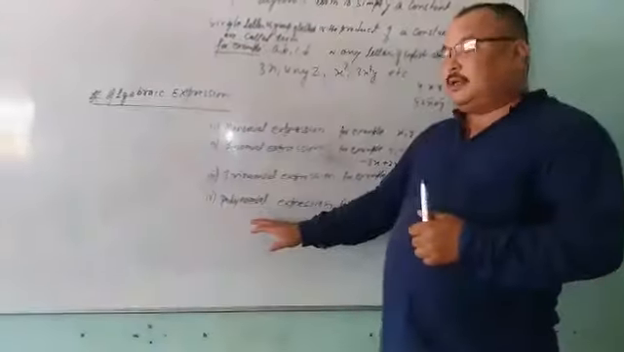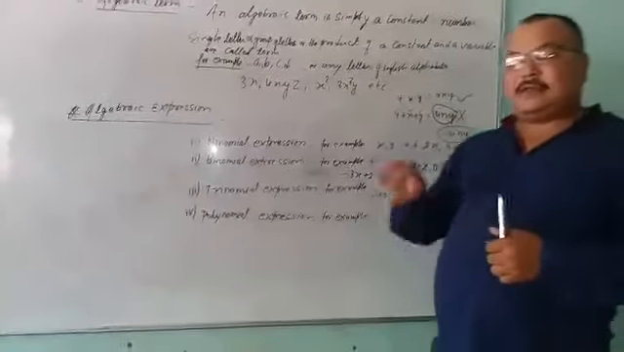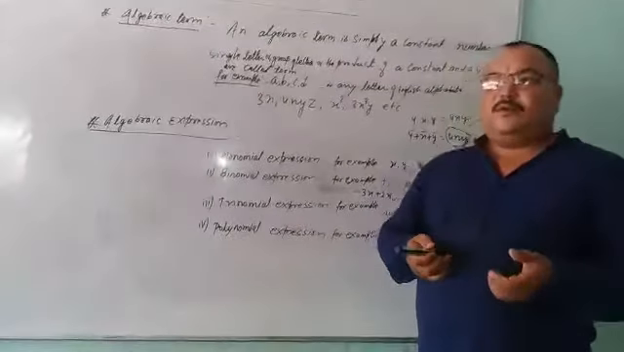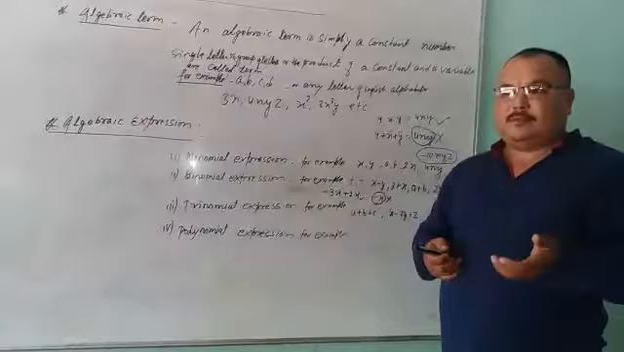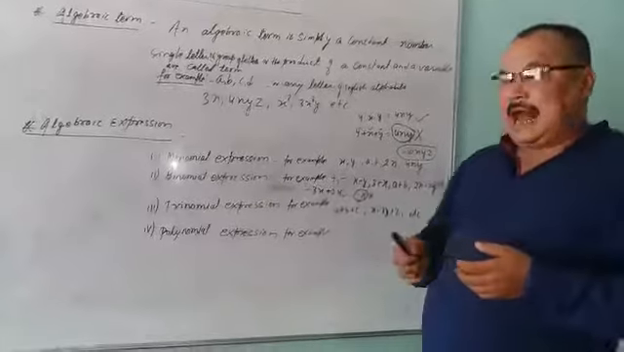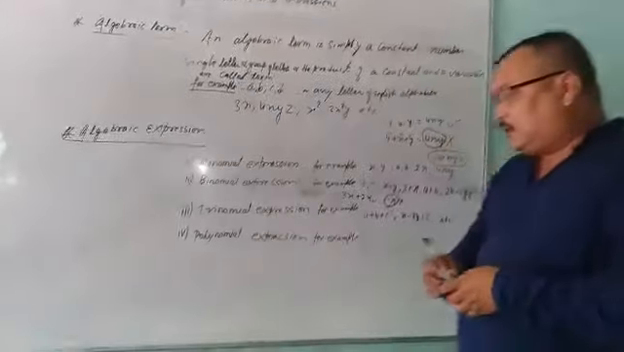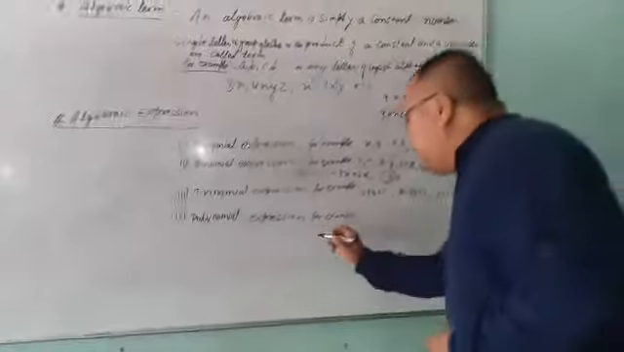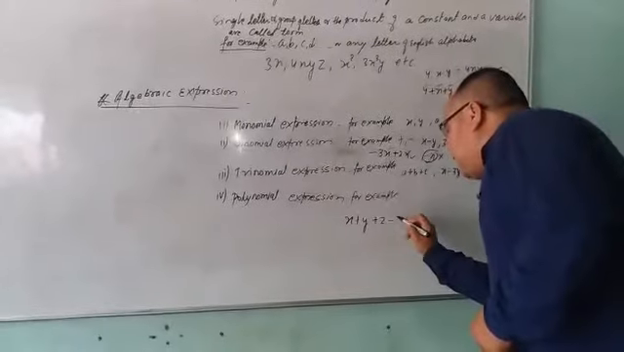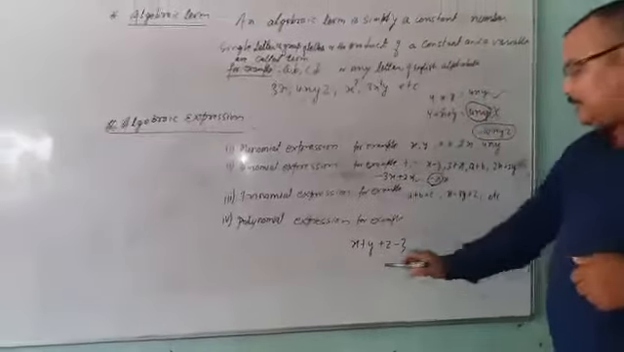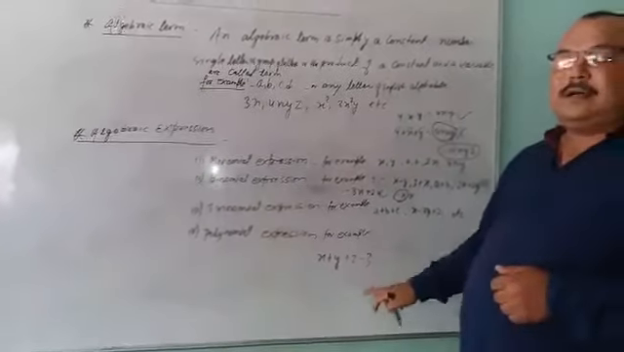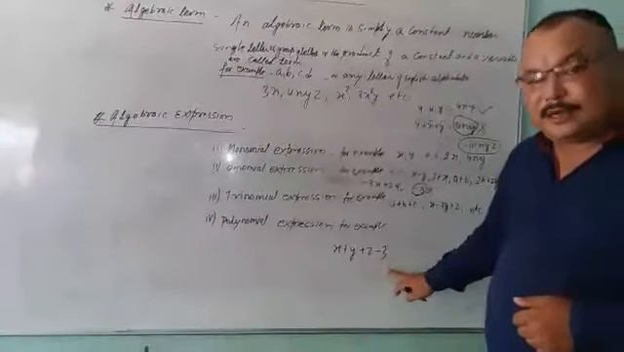And the last one is the polynomial expression. My dear students, polynomial expression means what? Any expression which has more than three terms, it means 4 terms, 5 terms, 6 terms. If an expression has more than 3 terms, it is called a polynomial expression. For example, x plus y plus z minus 3. Here this expression has 4 terms, so it is known as a polynomial expression.